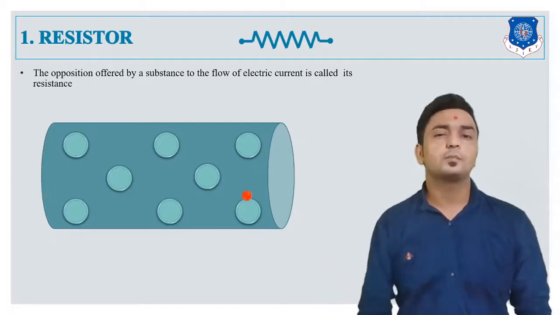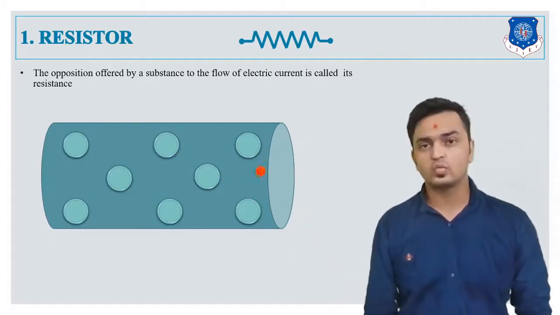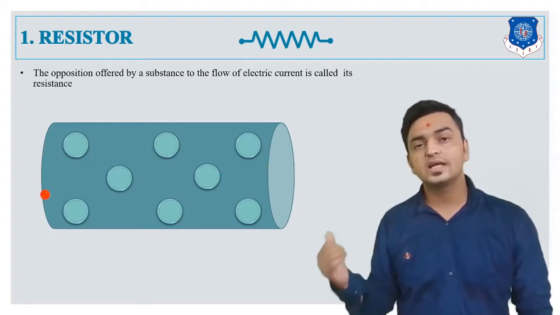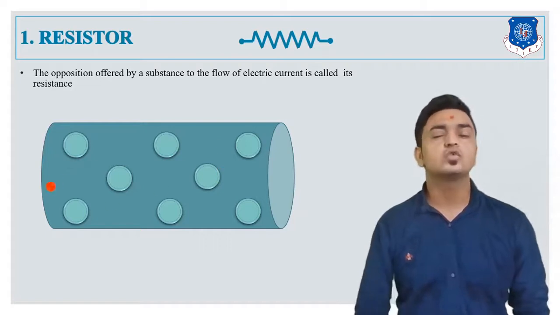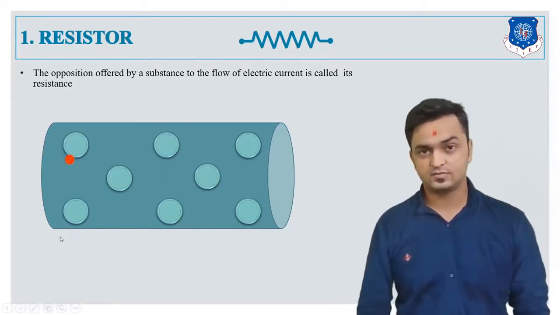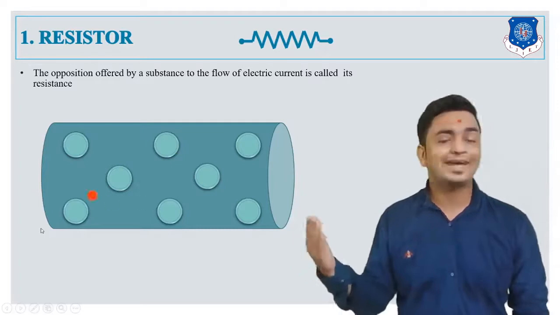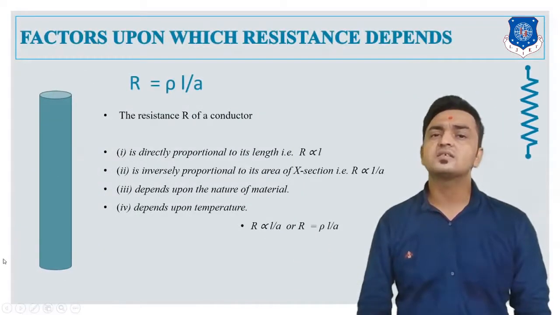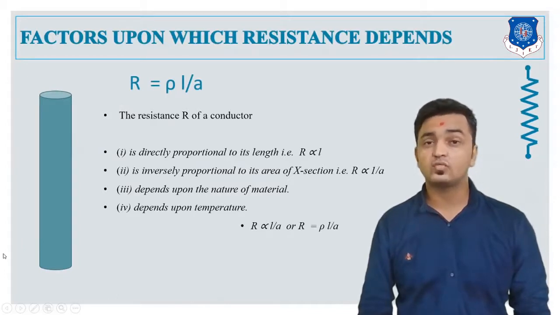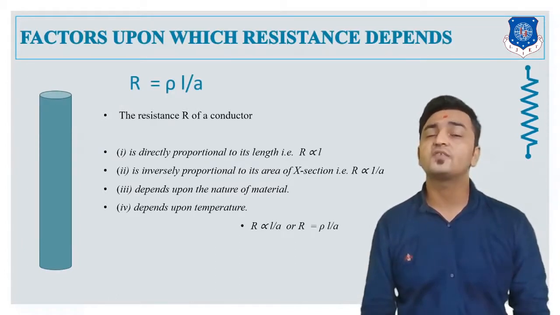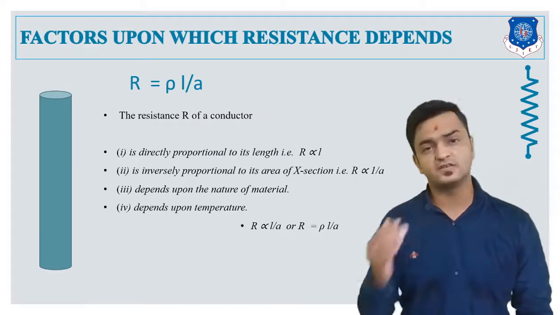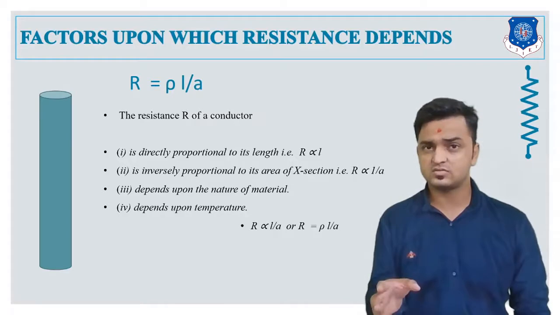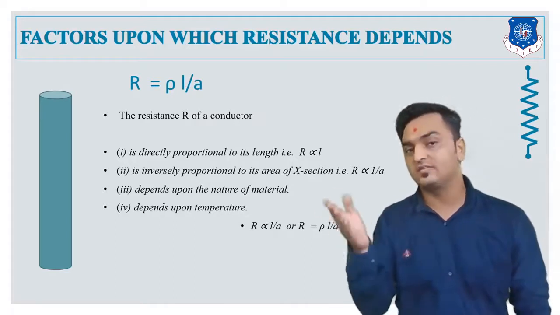And that material or substance which provides resistance to the flow of electrons or charge is known as a resistor. So this is what resistor and resistance are. Now in the next topic we are going to discuss the various factors which affect the value of the resistance, or in other words, the factors upon which resistance depends.